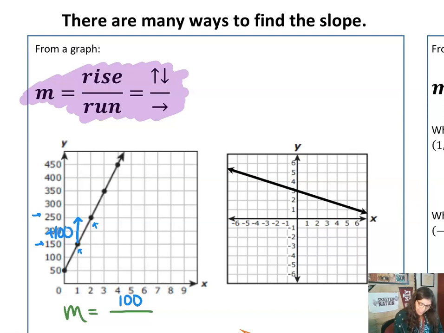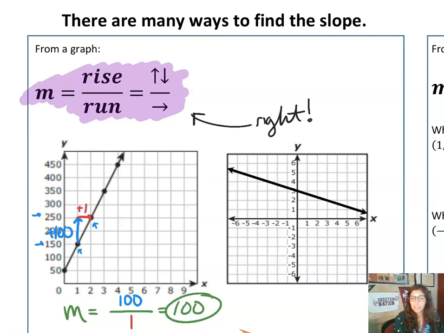Then if I look at the run, I'm going to do the run in red. I jump over just 1 unit, from 1 to 2, so that's going to the right 1. So my rise is going to be 100 and my run is 1. 100 divided by 1 is 100, and that's my slope for this line, for this function. The rise over the run. Remember, make sure you always count to the right for the run. That's going to make it very easy for you to count this. I want you to pause the video and try the second one.